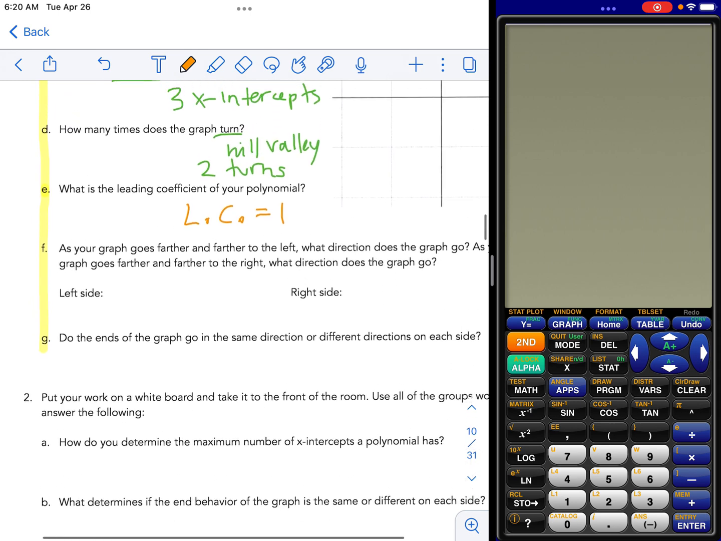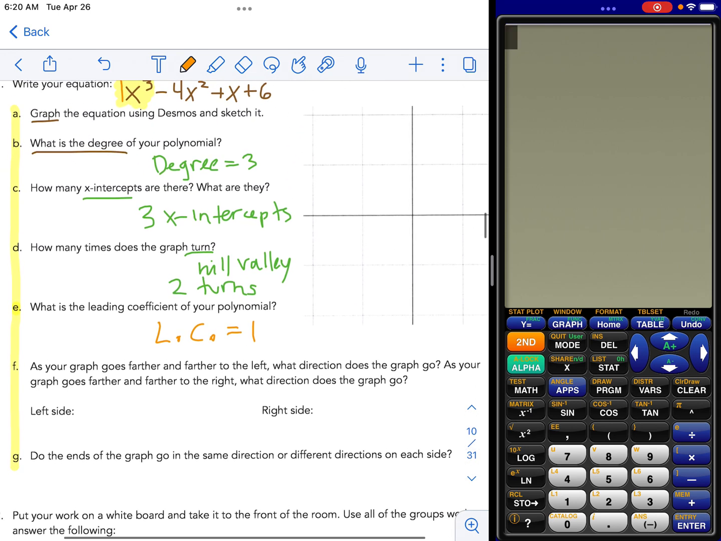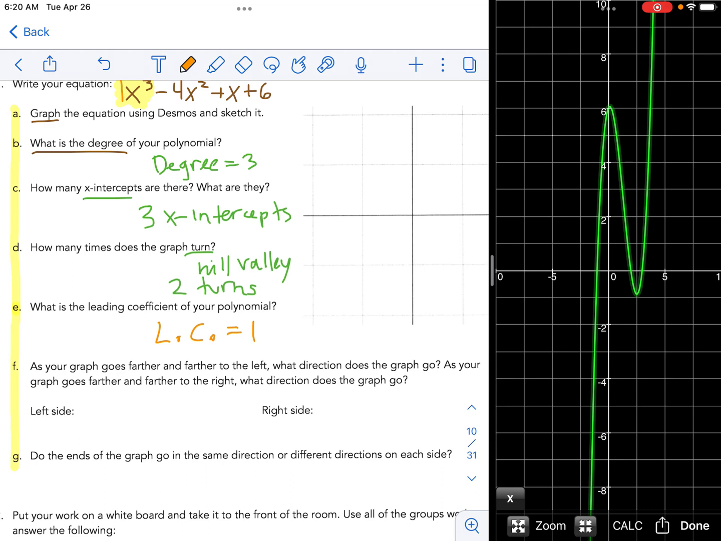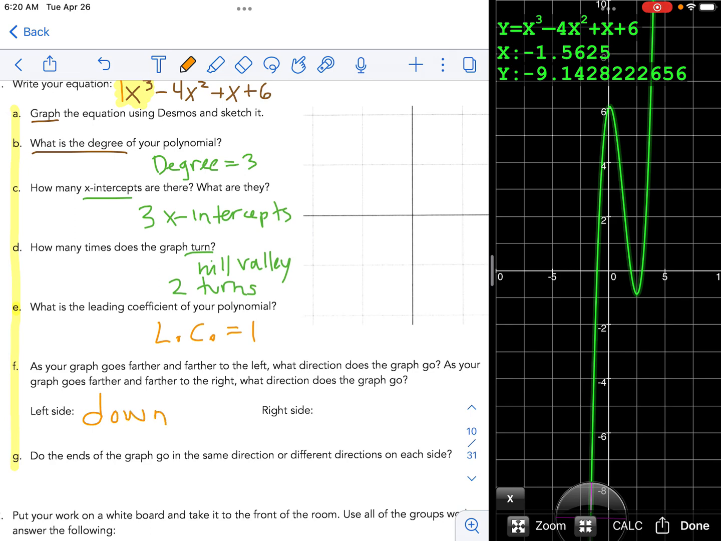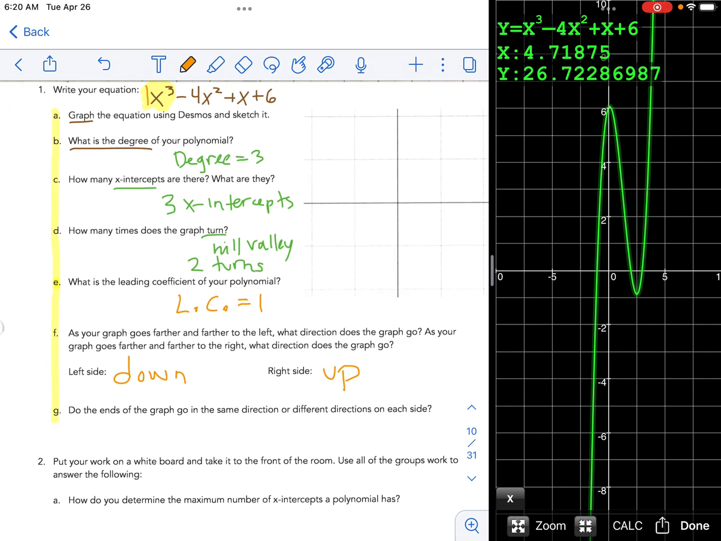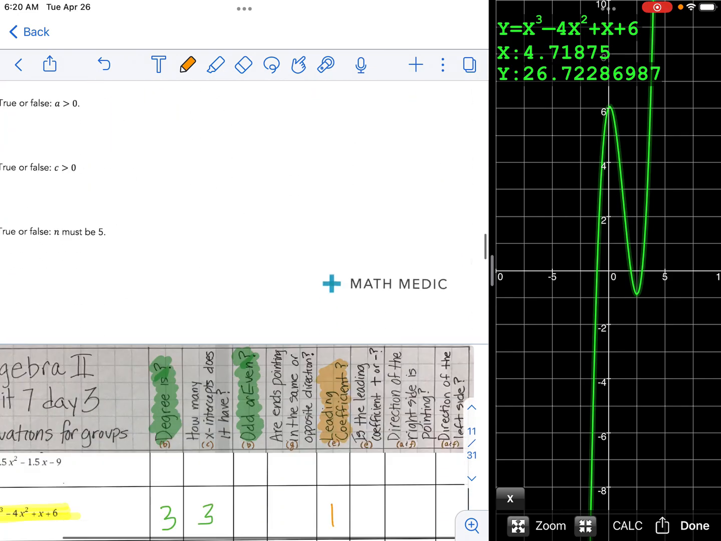And coming back up here, answer the next question. As your graph goes farther and farther to the left, what does the direction go? So to the left would be, if I started here at the y-intercept at x equals 0, as I move to the left, this graph is going down. So the left side goes down, and the right side, let's start back here at the intercept. The right side, after I get past this last turn, goes up. So the left side's down, the right side is up. So I'm going to fill in those columns.